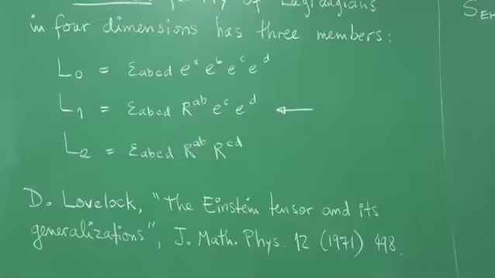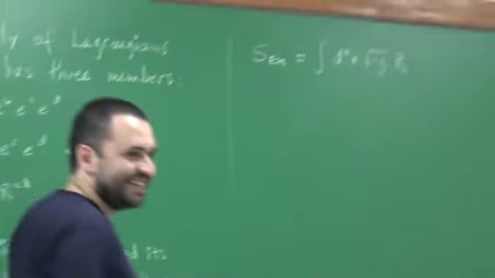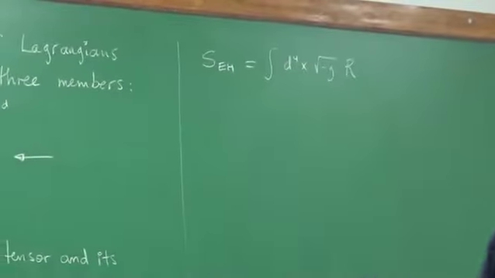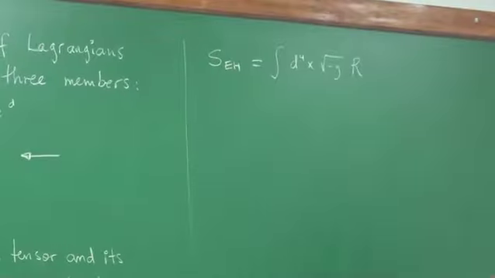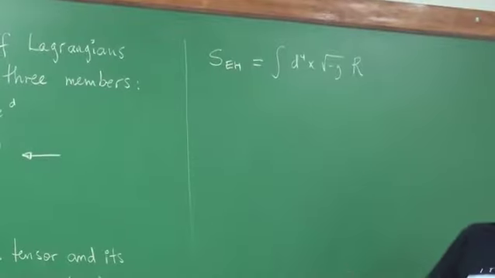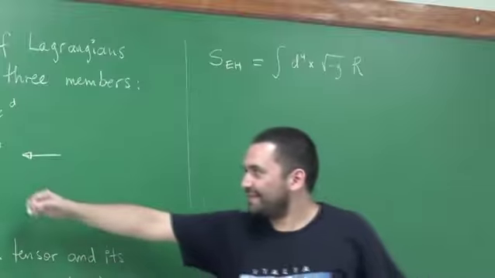And let me see how much time we have. Sorry, what's the problem with curvature squared? There is no problem with curvature squared, but the Einstein-Hilbert Lagrangian doesn't have curvature squared. We will talk about it next class.